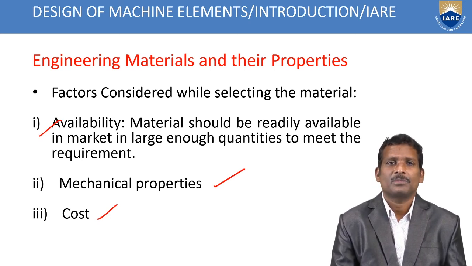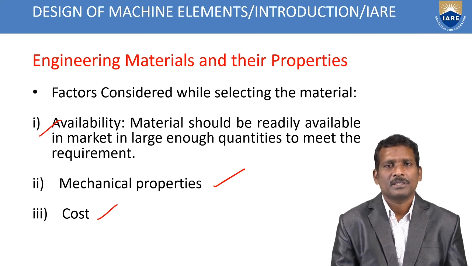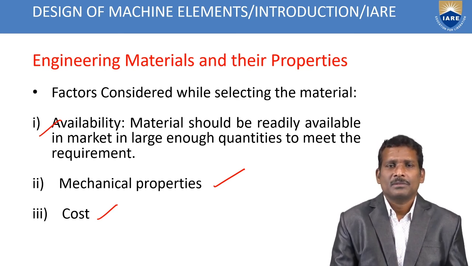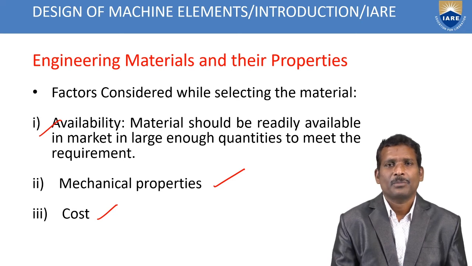So some parts are available in the market directly. You can purchase them from the market and assemble them into your design. Clear? So some standard items are available, like the bolts and nuts and the springs, right? So no need to design them separately. Clear? And some elements are not available in the market. How to machine and how to manufacture them in our factory? Next, mechanical properties.